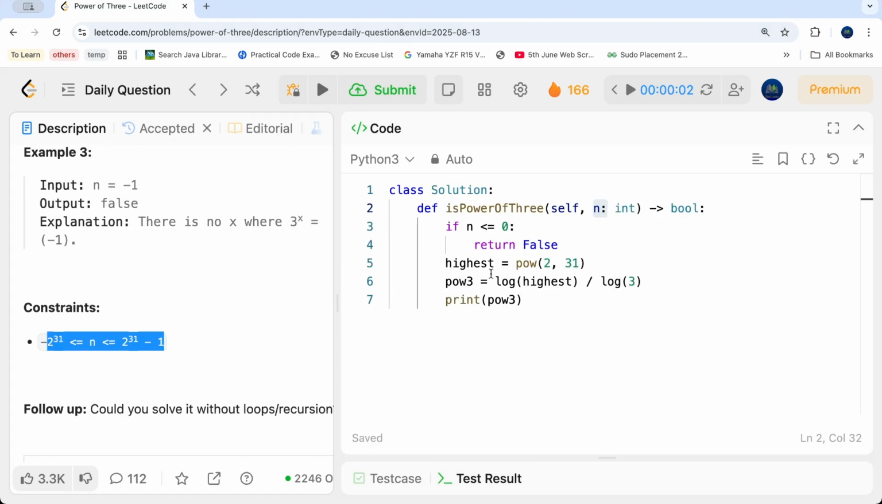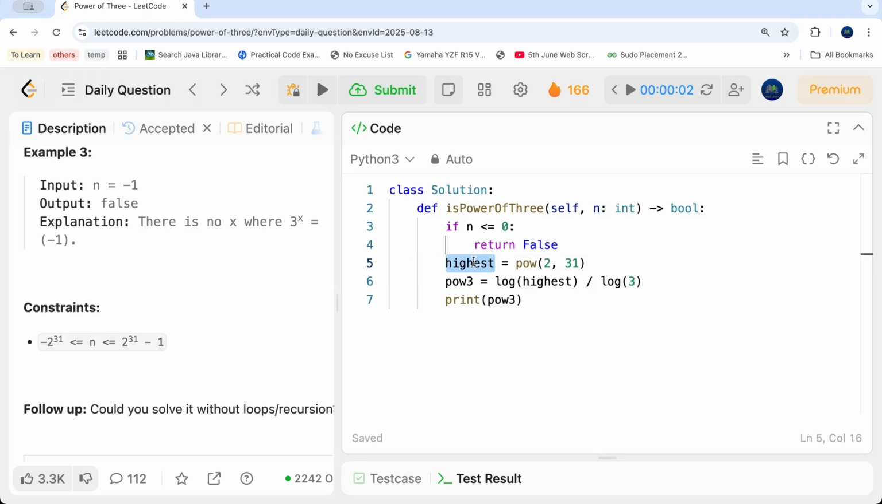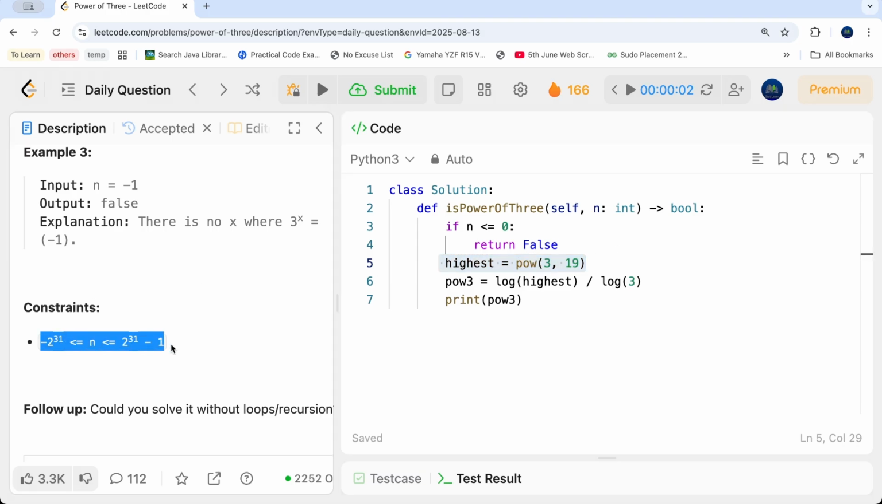So let's do one thing. Let's try to find out the highest value for which we are going to get a true. The highest value will be 3 to the power 19. Anything more than this will always be false because our input has a constraint.